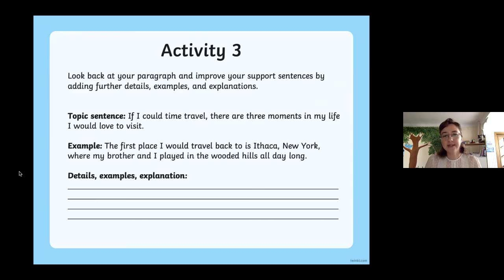To my mind, this is a very interesting question. Where could you travel if you could? If you could travel, where would you travel? So, 1 more minute.